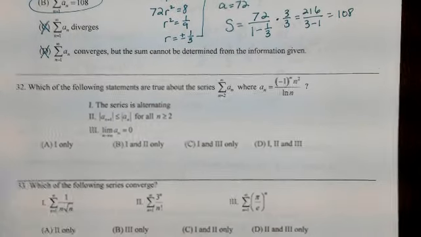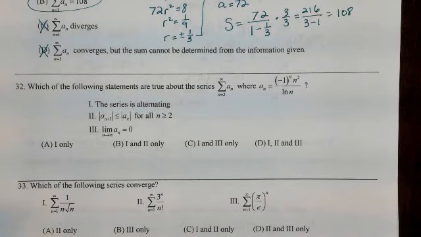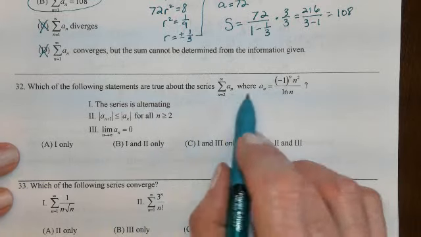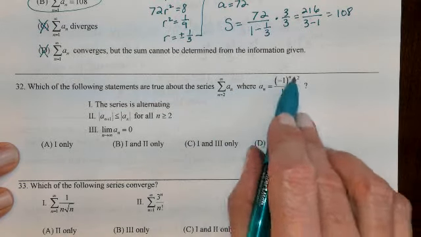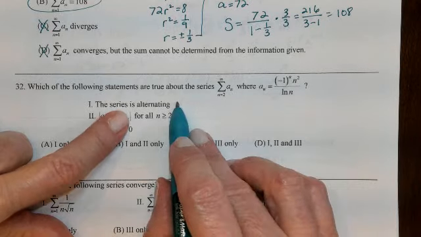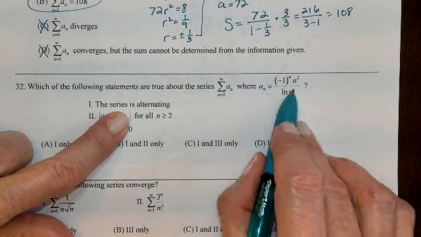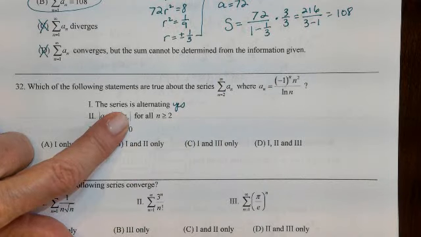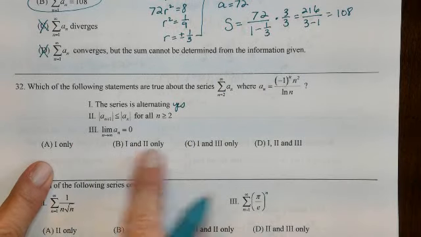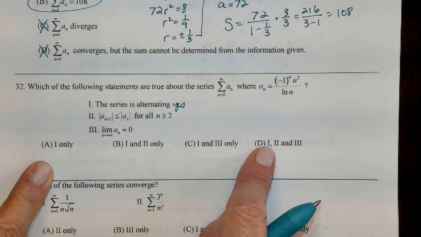Okay, just a couple more here. Which of the following statements are true about this series where a sub n is this? Okay, is the series alternating? Is this series alternating? Yeah, it is. So definitely 1, but all the choices have 1 in them, so that didn't help.